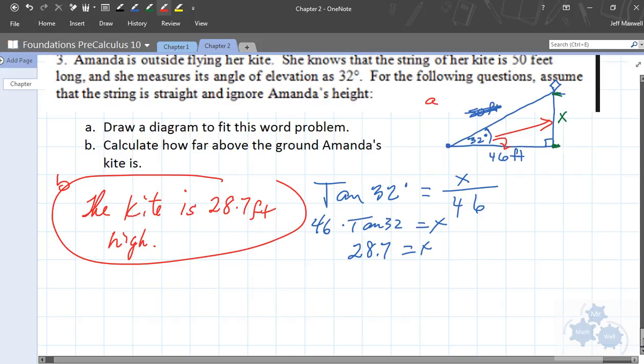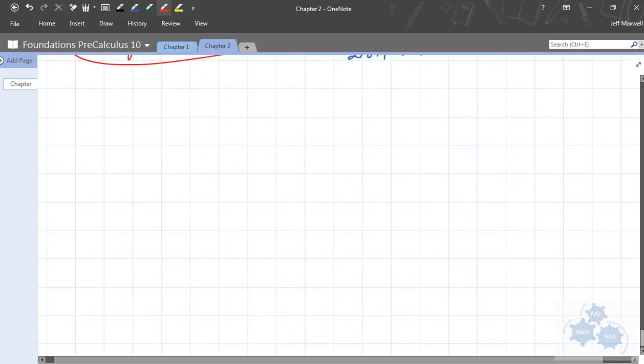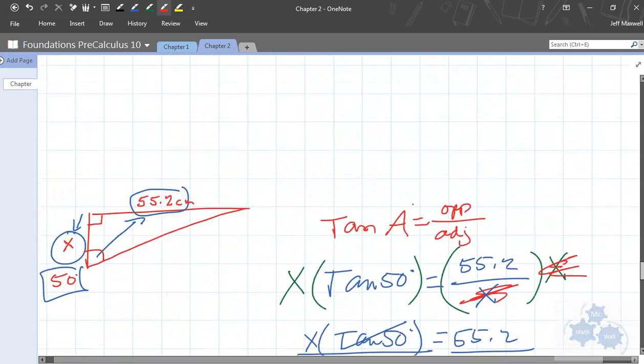All right. I'm going to give you some questions to work on here for the last little bit. And again, this is 2.2 in your text. Calculating lengths.